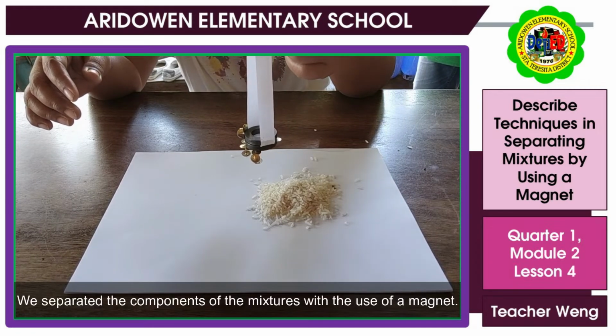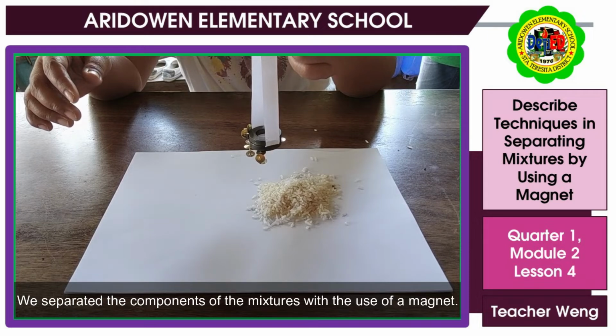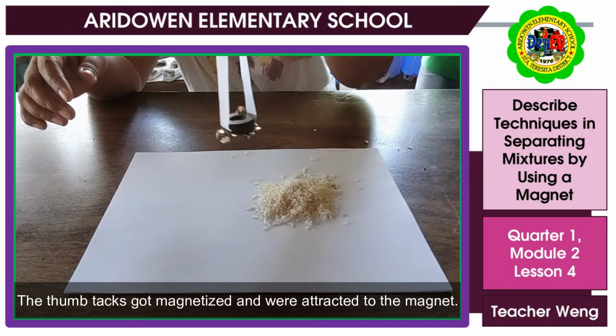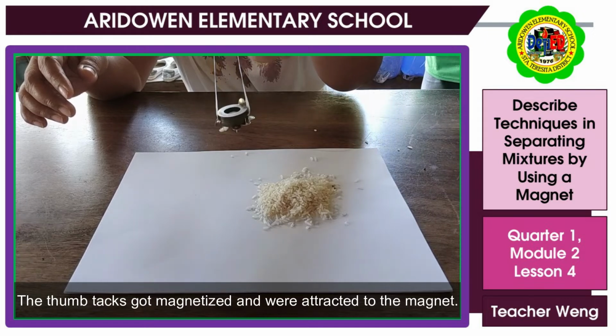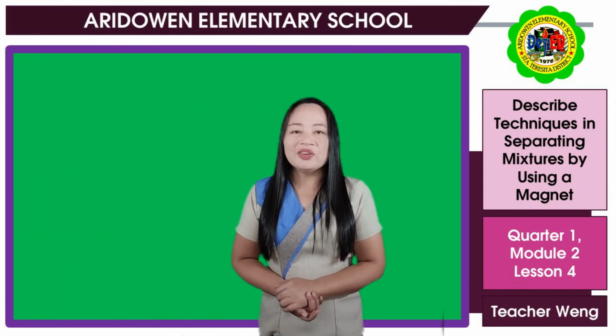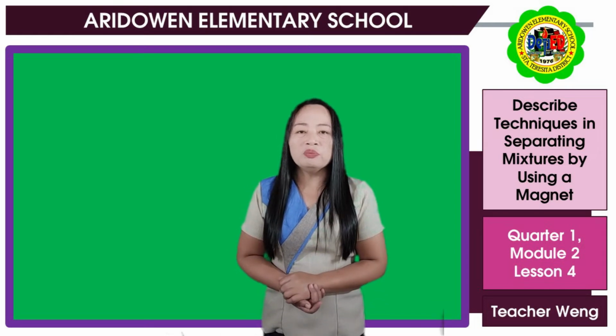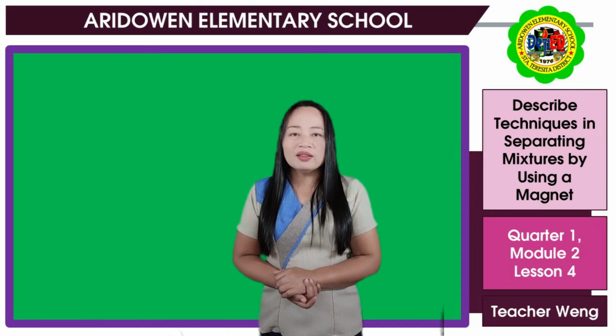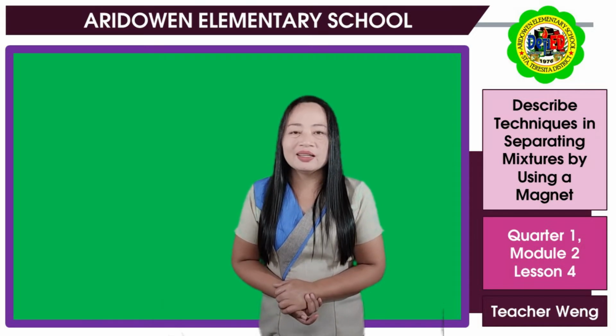Excellent! We separated the components of the mixtures with the use of a magnet. The thumbtacks got magnetized and were attracted to the magnet. So, that's our activity time. I hope that you learned something from our experiment today. My dear learners, do you want another activity?